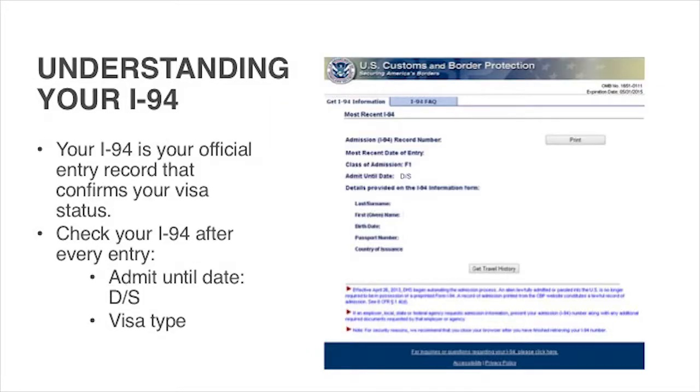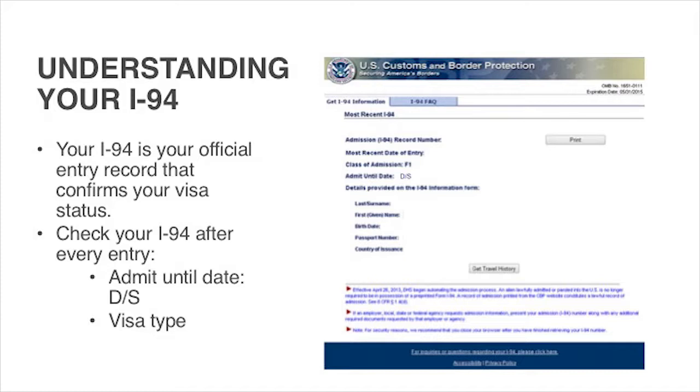Next, we have the I-94. The I-94 is the record created by the officers working at the airport or at the border when you enter the country. It is the official proof that you've entered the U.S., it confirms your immigration status, and it shows how long you can stay in the U.S.